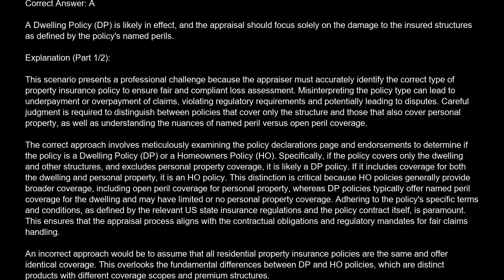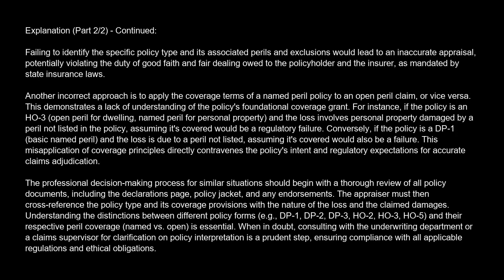An incorrect approach would be to assume that all residential property insurance policies are the same and offer identical coverage. This overlooks the fundamental differences between DP and HO policies, which are distinct products with different coverage scopes and premium structures. Failing to identify the specific policy type and its associated perils and exclusions would lead to an inaccurate appraisal, potentially violating the duty of good faith and fair dealing owed to the policyholder and the insurer, as mandated by state insurance laws. Another incorrect approach is to apply the coverage terms of a named peril policy to an open peril claim, or vice versa.